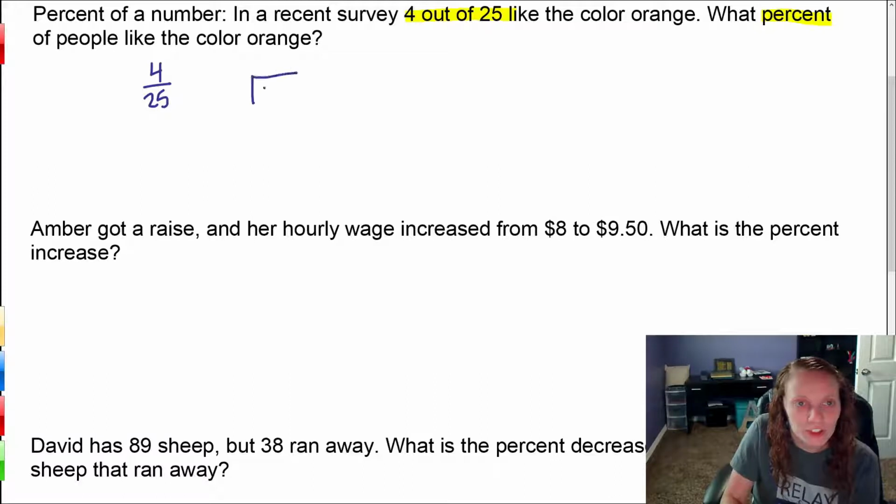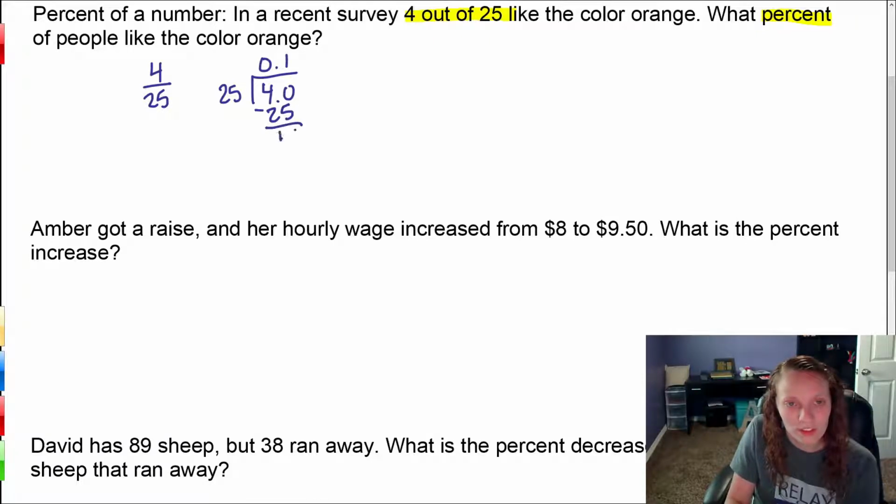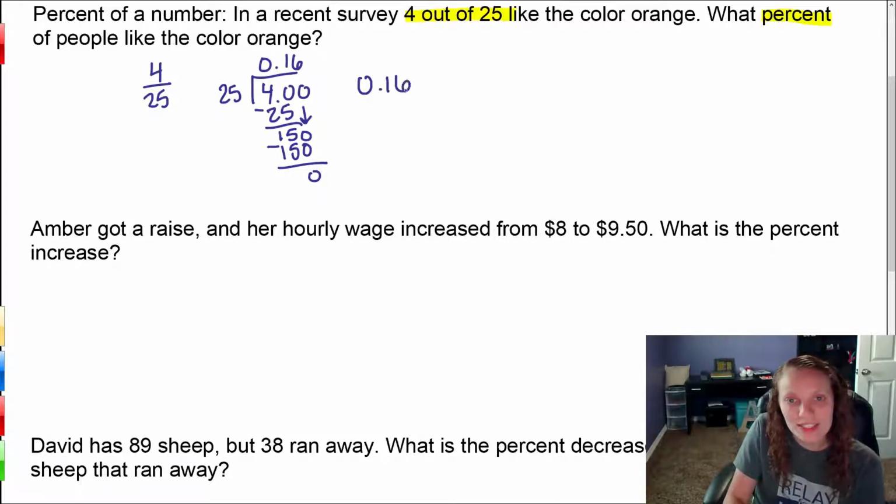And we're going to do first in, last out. 25 does not go into 4, but it will go into 40 one time with 15 left over. Add a 0 and bring it down, and 25 goes into 150 6 times. 6 times 25 is 150, and we are done. So we have 0.16, and we want to change this to a percent. To change this decimal to a percent, we move it over 2 times to the right, and this would be equal to 16%.